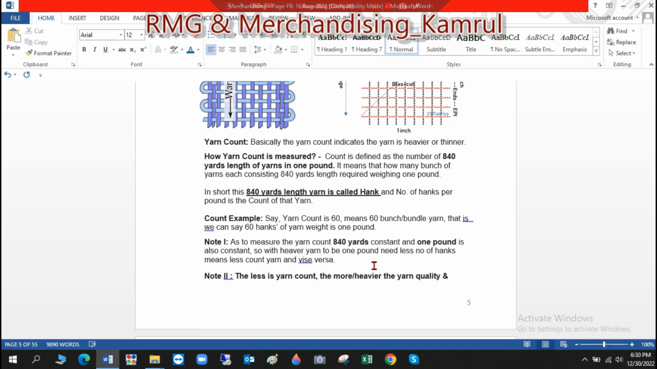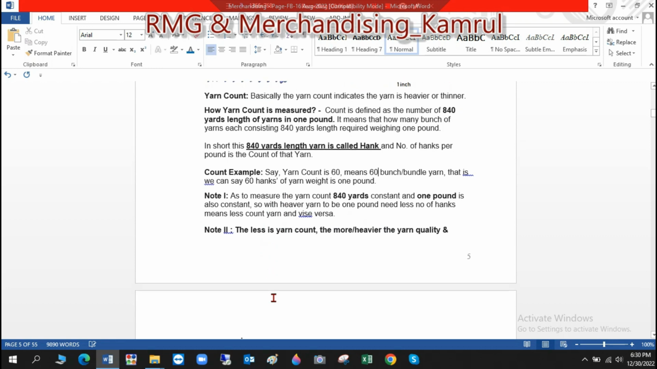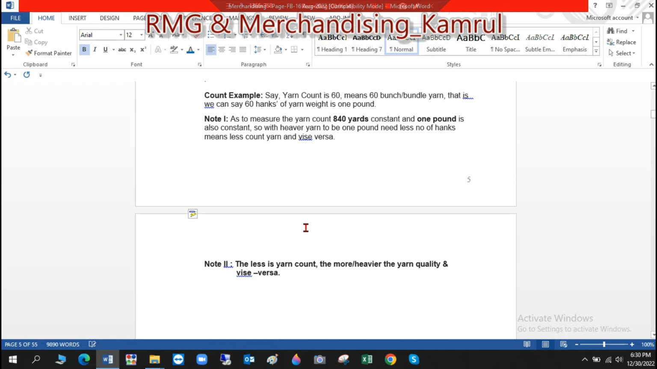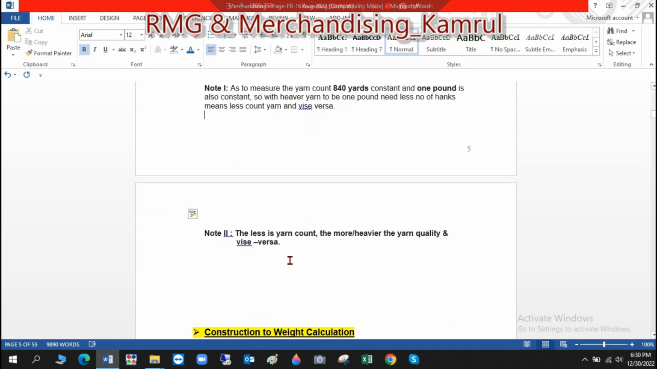It means the number of hanks is the count of that yarn, so the count would definitely be less, and vice versa. So from this note 1 we can conclude note 2. Note 2: the lower yarn count indicates the heavier yarn quality. It means if the yarn count is less, the yarn would be heavier, and in the same way, if the yarn count is more, the yarn will be thinner, like this.